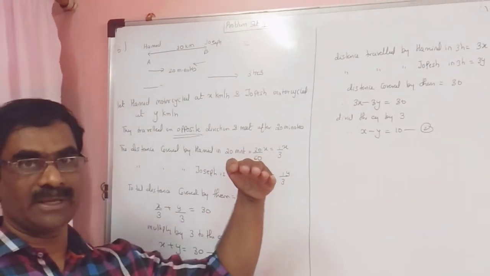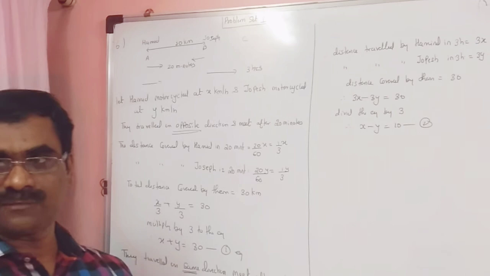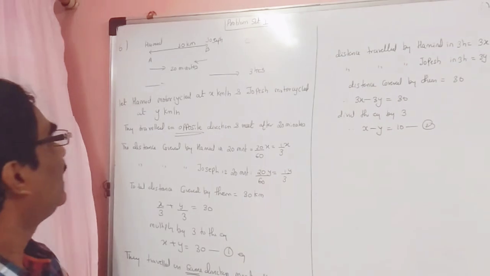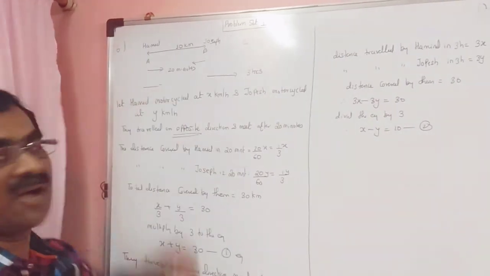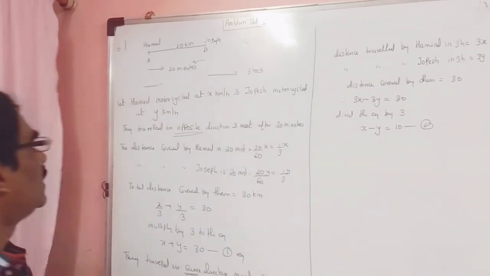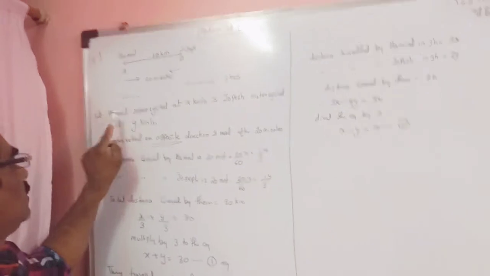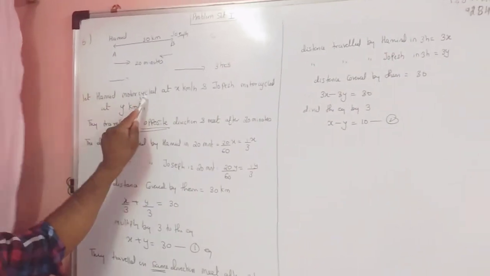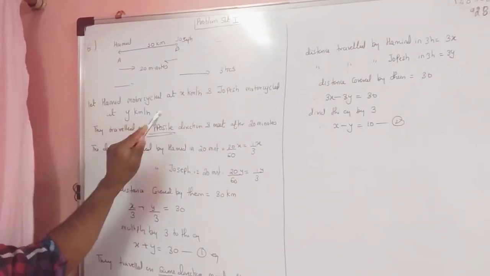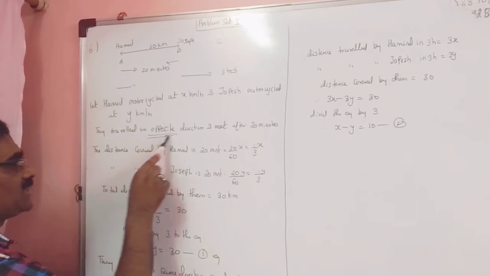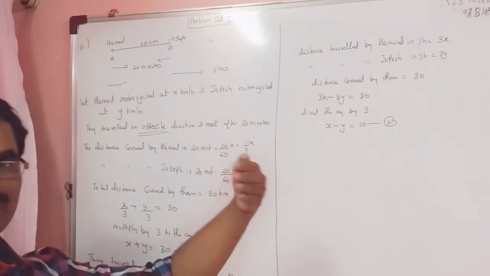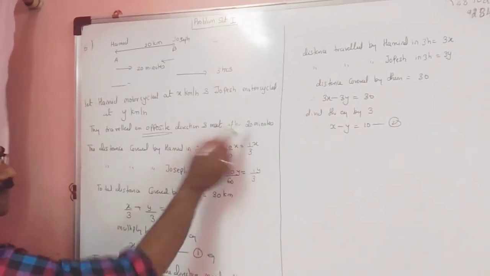So Hamid goes from A to B and Joseph goes from B to A; they are both moving in opposite directions, and they meet after 20 minutes. The first condition is that Hamid rides a motorcycle at x kilometers per hour and Joseph at y kilometers per hour. They travel in opposite directions, so Hamid is moving like this and Joseph like this. They meet after 20 minutes.